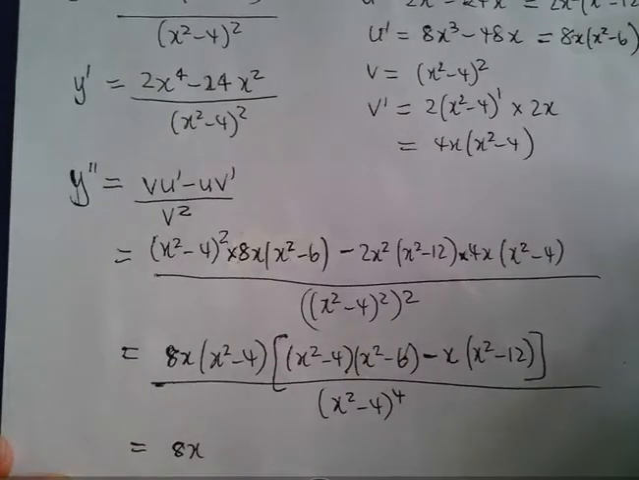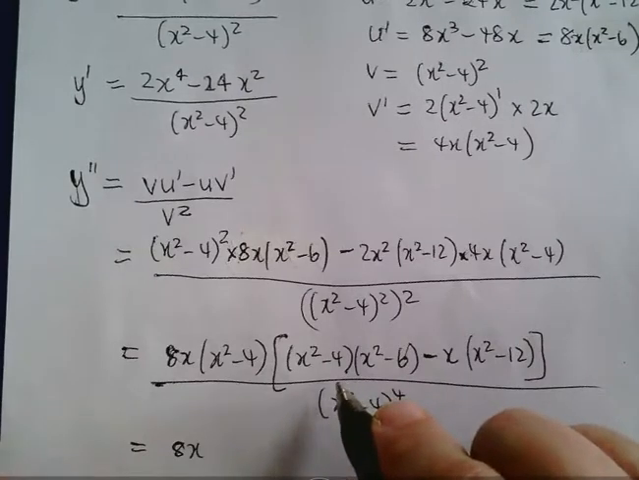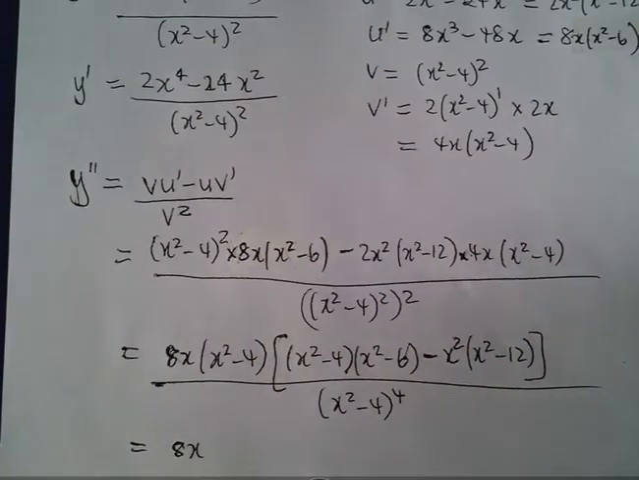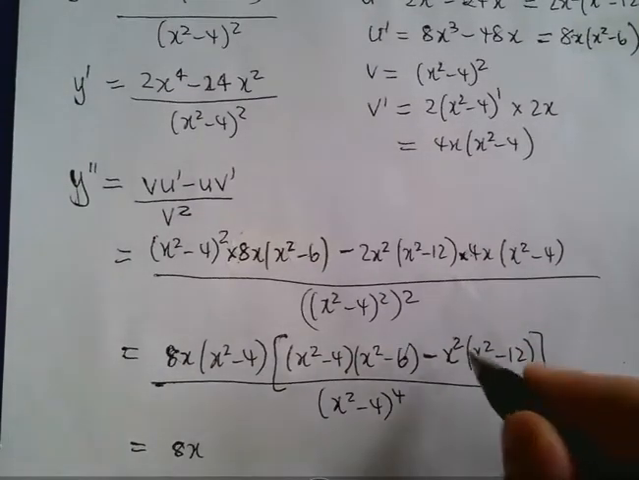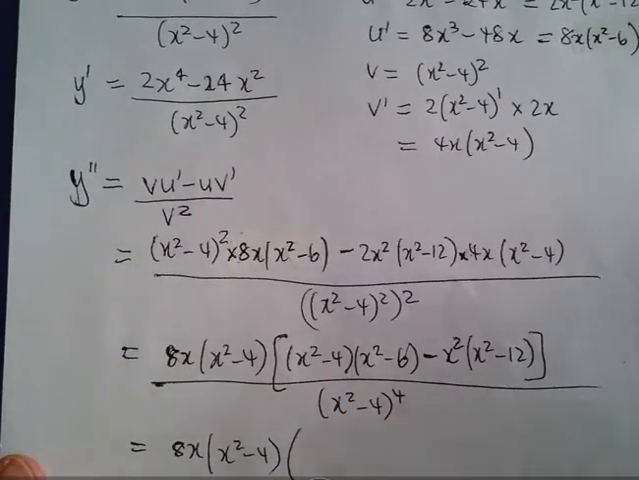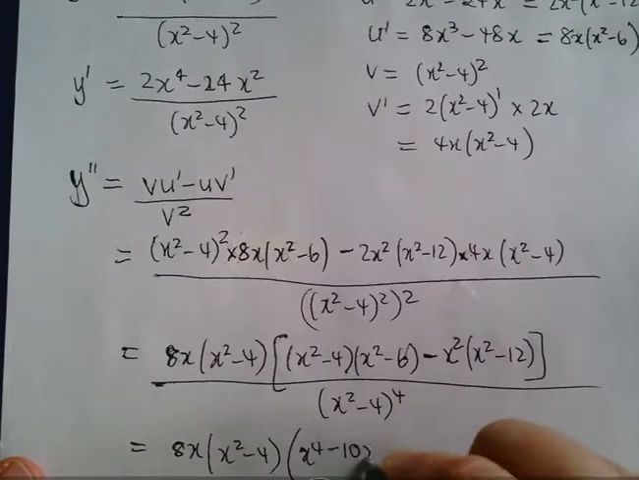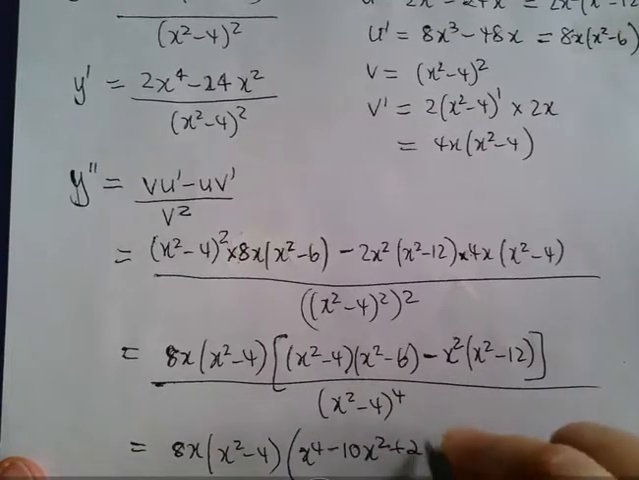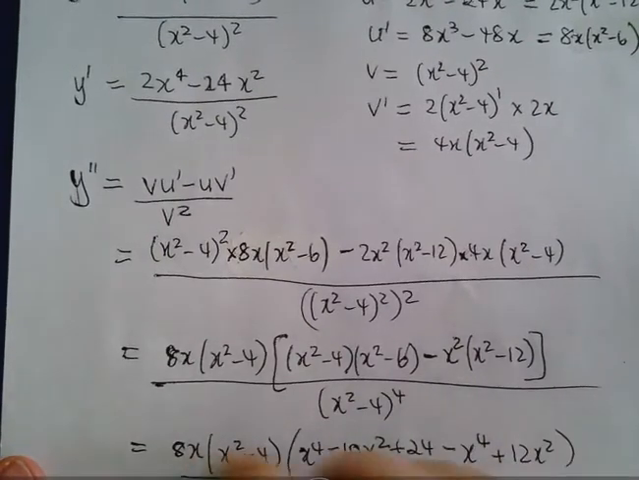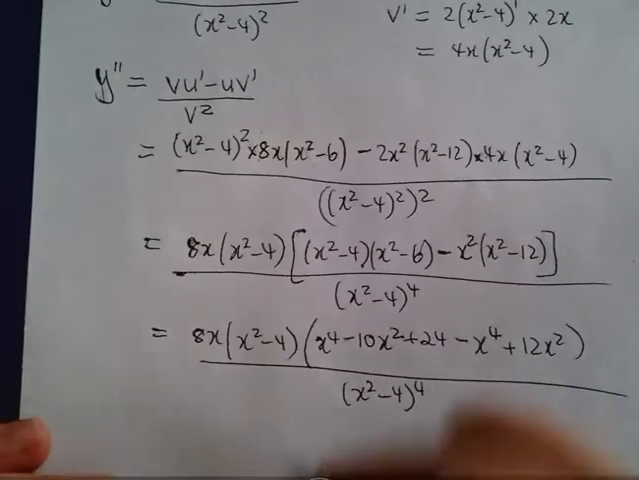The x before the x squared minus 12, I think it needs a squared. Yes, thank you, that's right. I was missing a squared. So we've got 8x, x squared minus 4. Let's expand. This is a mess. I've got x to the 4 minus 6x squared minus 4x squared, which is minus 10x squared, plus 24, minus x to the power of 4 plus 12x squared. Oh good, we get some cancelling, over x squared minus 4 to the power of 4.